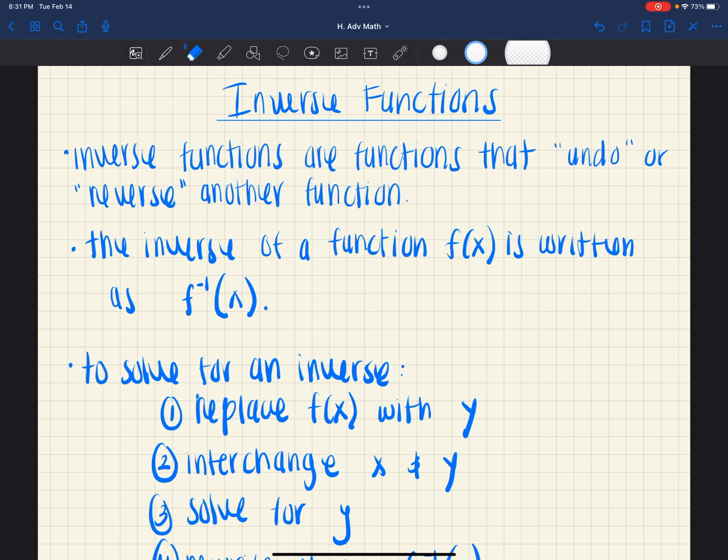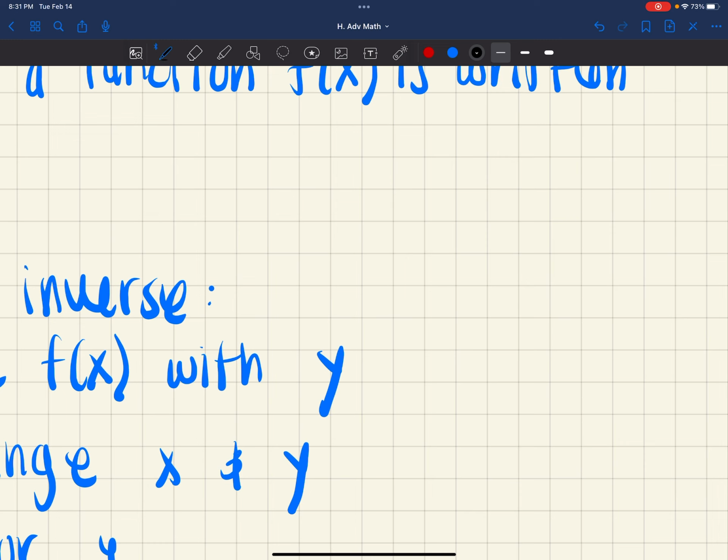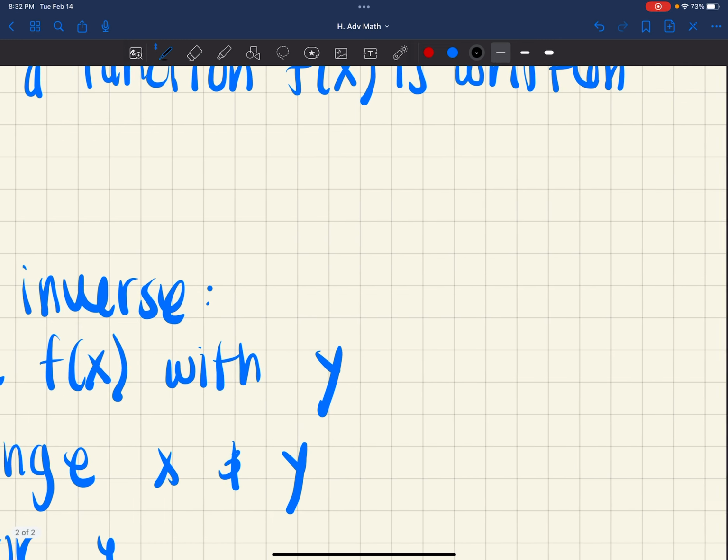So what is an inverse function? Well, inverse functions are functions that undo or reverse another function. So what does that mean? I can do a quick example here off to the side.